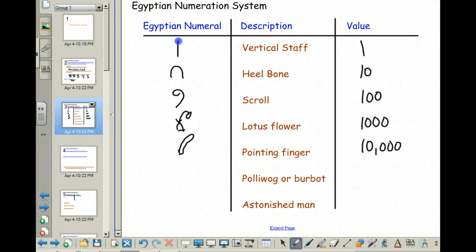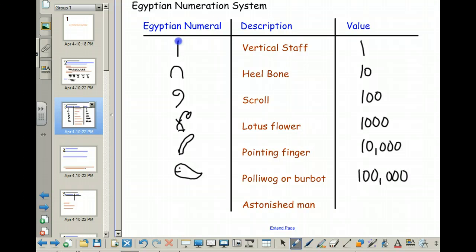Polliwog or burbot, or sometimes they're called a fish. I've had one called a whale or something like that. But it looks kind of like a tadpole. Again, I told you already that I don't draw well. That's probably one of the best ones I've ever drawn right there, just for you guys. It actually has the value 100,000.